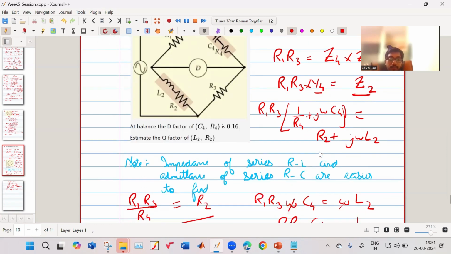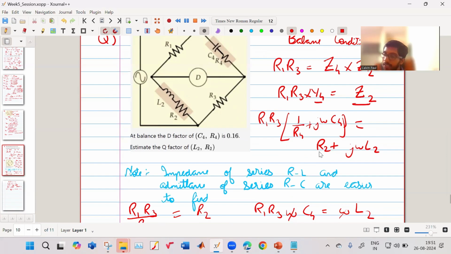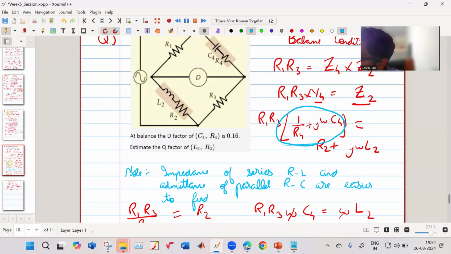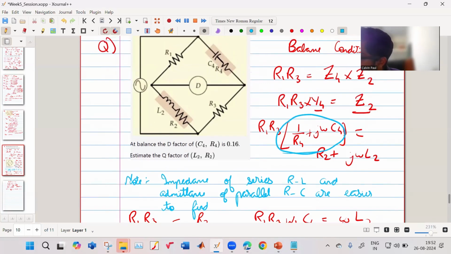Actually, there's a mistake. First of all, this note is wrong. So your impedance of series RL is easy to find, but admittance of series RC, no, it should be admittance of parallel RC. So this part actually is wrong.